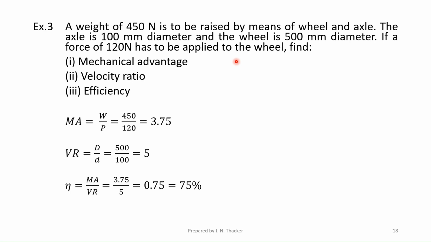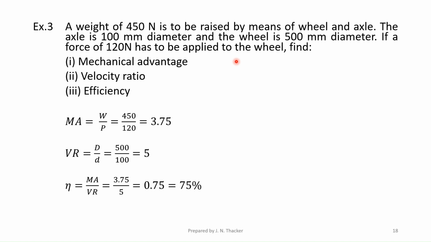Move ahead to example number 3. A weight of 450 Newton is to be raised by means of wheel and axle. The axle is 100 mm in diameter and the wheel is 50 mm in diameter. If a force of 120 Newton has to be applied to the wheel, find mechanical advantage, velocity ratio, and efficiency.